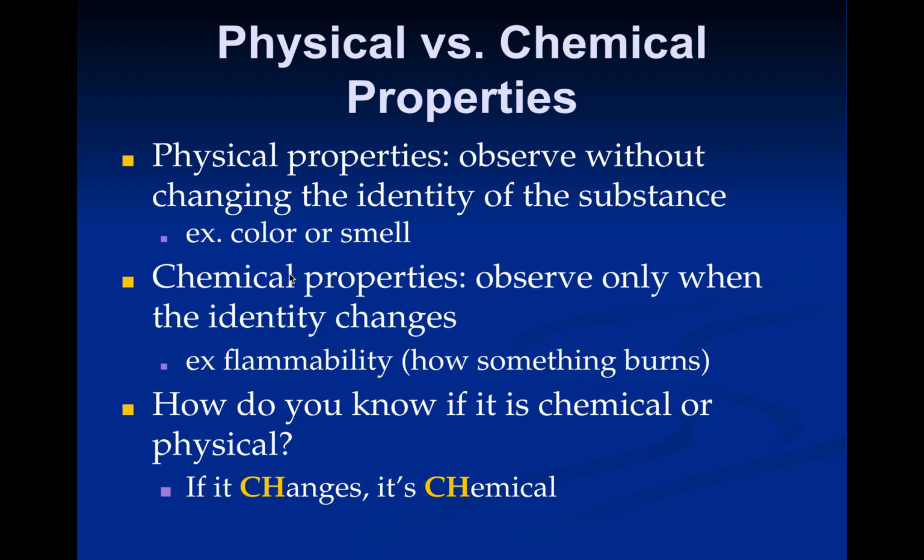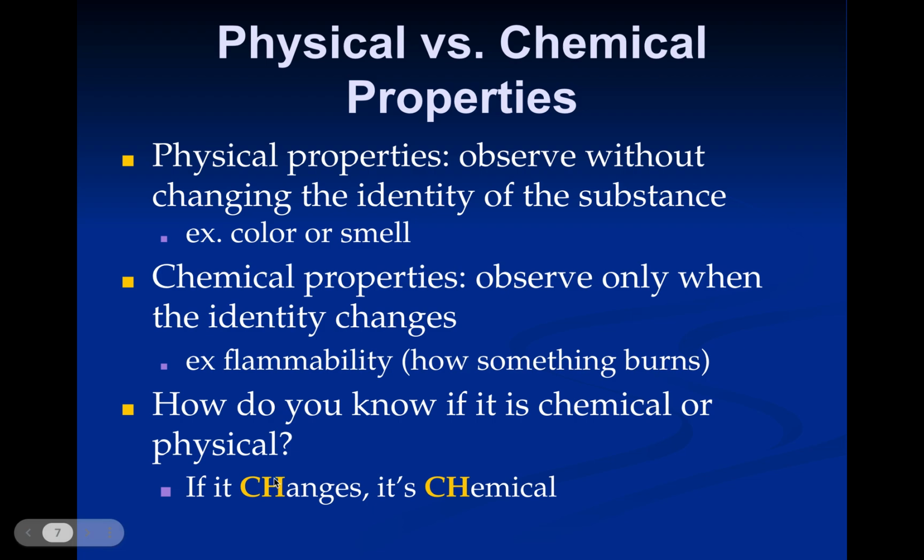Chemical properties, you can only see them when the identity changes, so when the substance changes. For example, flammability. So you only know how easy it is to catch something on fire if it's on fire, and that's changing what it is. It's no longer going to be the same thing. In other words, if I have a piece of paper, paper is flammable, but the only way to know that for sure is to burn it. When you burn it, it's no longer paper anymore. So that's considered a chemical property.